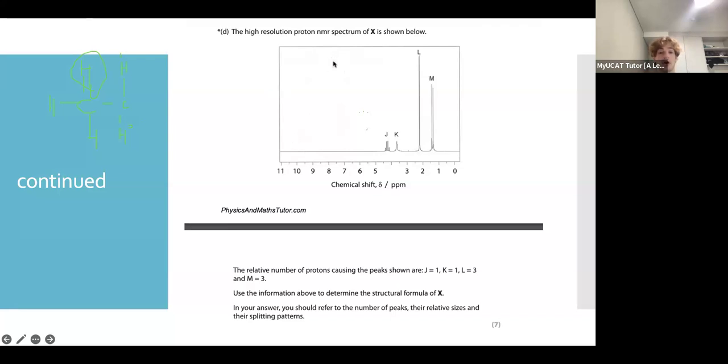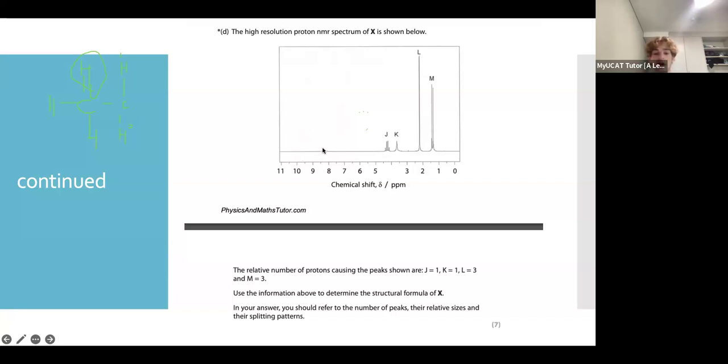You can still get marks if you weren't able to figure out the structure. Yeah. So it's about how you approach the question as well. So like if you understand what splitting and peak areas are showing. You can draw a table though, to help with your thought processes. But if you have time, I would just do the actual writing of full sentences.